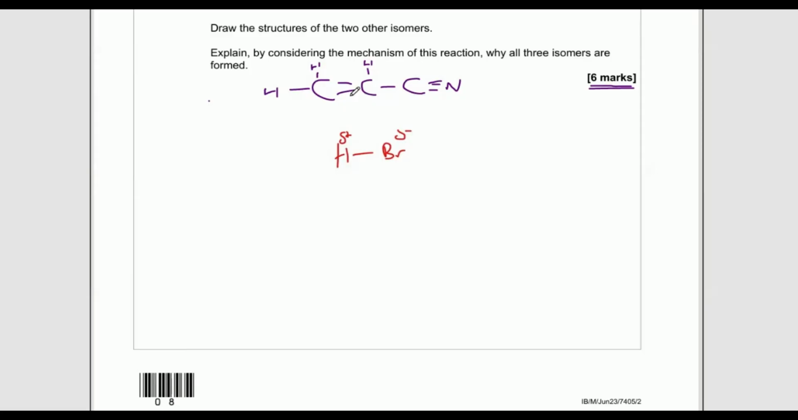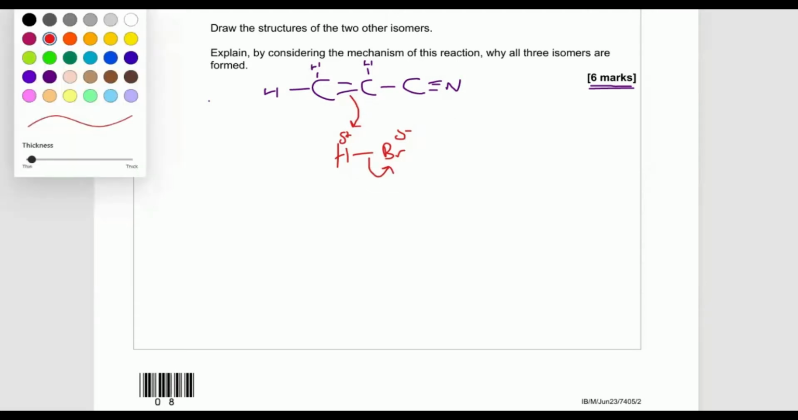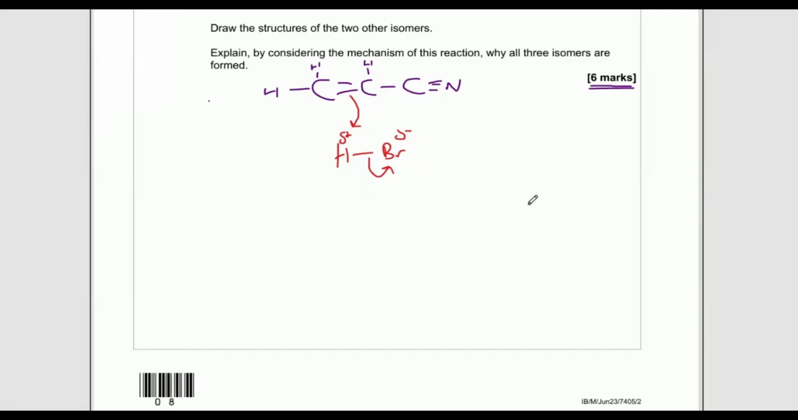It's been polarized because the bromine is more electronegative than the hydrogen. What happens is a pair of electrons from the double bond will leave the double bond and go to a hydrogen, but the hydrogen has options. It could form on either of these 2 carbon atoms. Now, the bromine hydrogen bond will also break, as hydrogen can only form 1 bond.